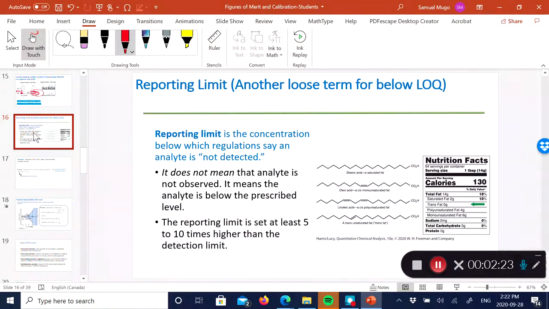You'll also find in the literature people talking about reporting limit. This is a concentration below which the regulatory bodies say the analyte is not present. For example, you take a product, maybe a lipid or fat product, and you see the nutritional facts. They indicate, in this case, that there are 0 grams of trans fat. Now, this is the reporting limit. It doesn't mean the trans fat is completely not there. It just means that, using the analytical method they chose, it's much below the limit of quantification. Maybe it's somewhere in the limit of detection, but you cannot reliably quantify it. So the reporting limit is set at least 5 to 10 times higher than the limit of detection.